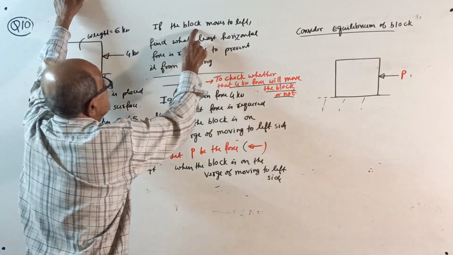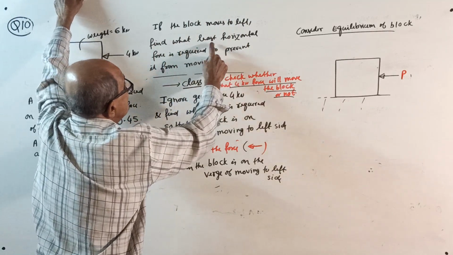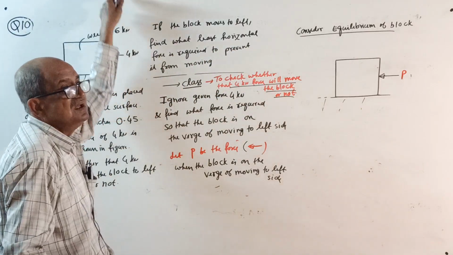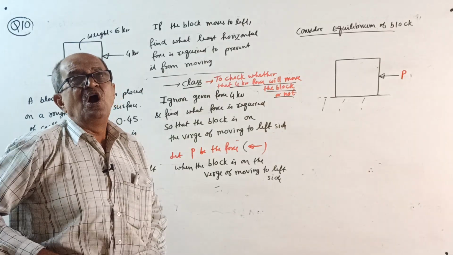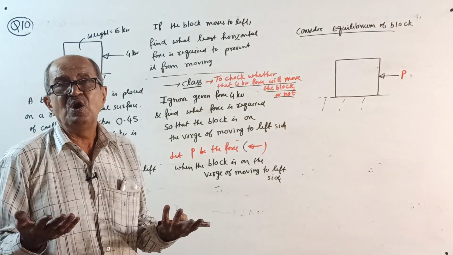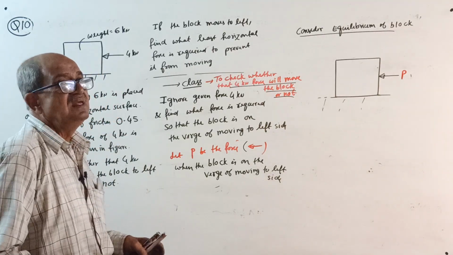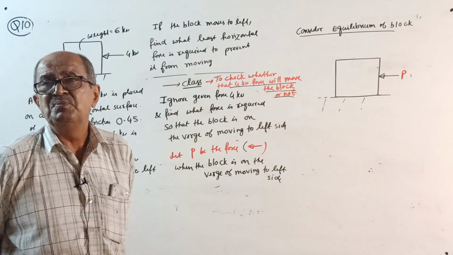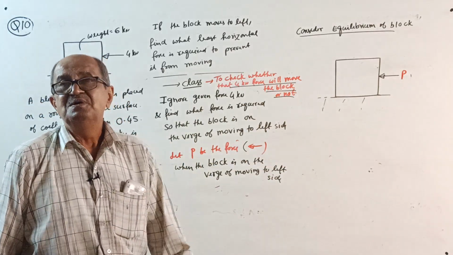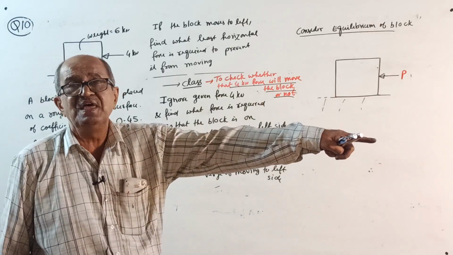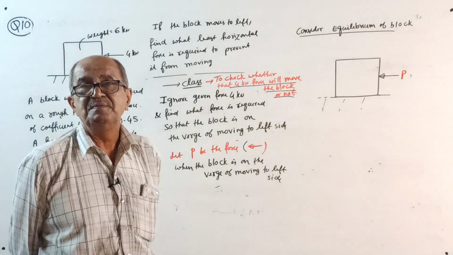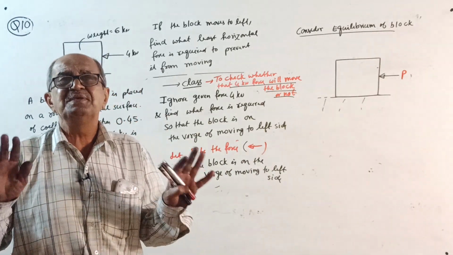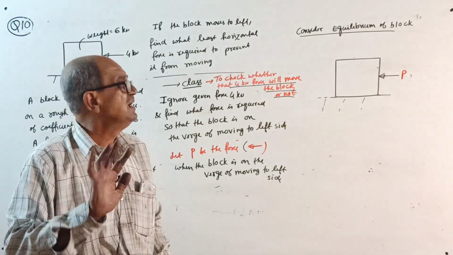So what is the question? If the block moves to left, find what least horizontal force is required to prevent it from moving. Now they want to prevent it. If it is not moving, the question is nonsense. Suppose the answer is not moving, then no preventing. If he goes, you ask him to sit there. In a police station, the inspector will tell that person to sit there and not move. Then if he tries to move, prevent him. If he simply keeps quiet, not applicable.